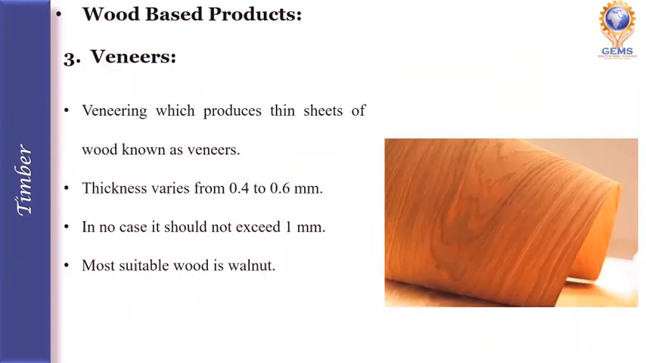The third wood-based product is veneers. The primary process in the manufacturing of wood-based products is veneering, which produces thin sheets of wood known as veneers. The thickness of veneers varies from 0.4 to 0.6 mm, but in no case should it exceed 1 mm. The most suitable wood for this purpose is walnut.